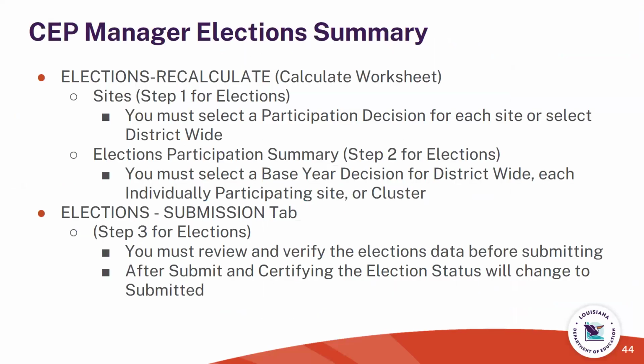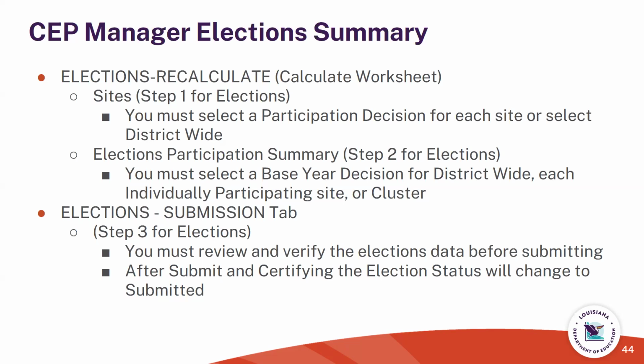All right, so quick summary. Step 1, you're selecting a participation decision for each site or selecting district-wide. For step 2 for elections, the election participation summary, you must select a base year decision for district-wide, individually participating sites or clusters. And then step 3 on the election submissions tab, you must review and verify the election data before submitting. After submitting and certifying, the election status will change to submitted.